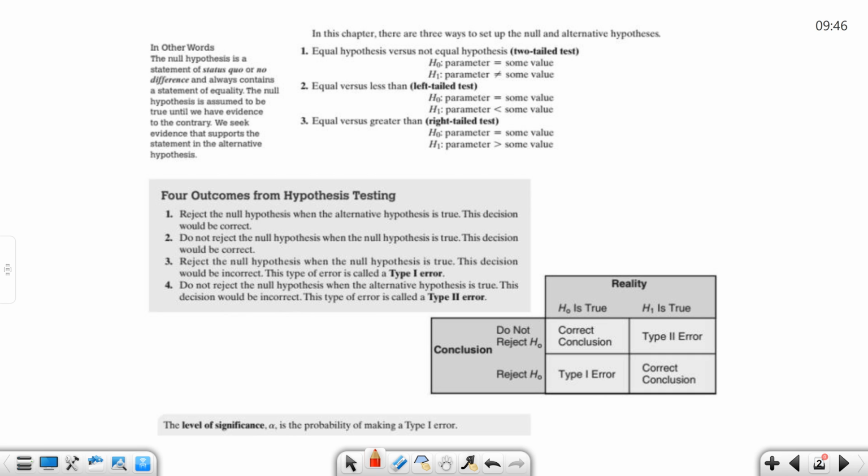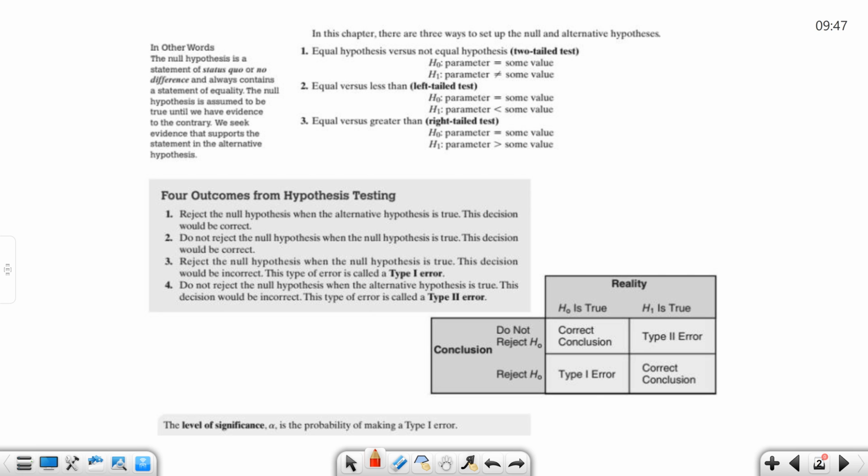Then the other error is do not reject the null when the alternative is true. So if I don't throw H naught in the garbage, I say, hey, let's keep H naught and throw H1 in the garbage when H1 is really true. That's a type 2 error, okay? So if I reject H naught when H naught's really true, that's type 1. And if I do not reject H naught when H1 is true, meaning I keep H naught when H1 is true, that's a type 2 error, and that is denoted over here in our table as well, okay? Just giving us a pictorial representation of that.